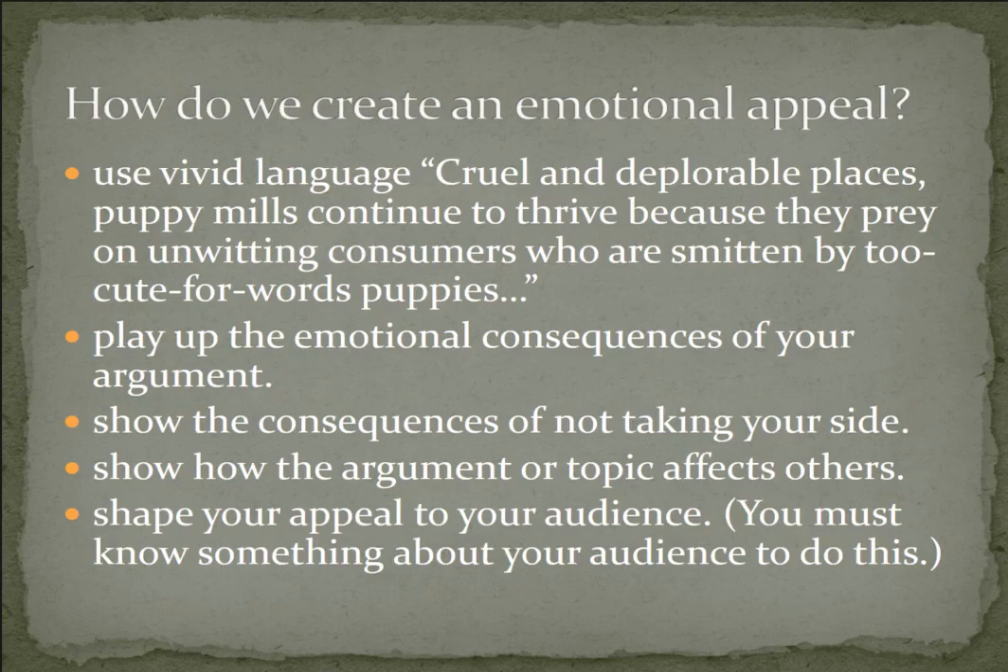So how do we create an emotional appeal? Well, we use vivid language. Cruel and deplorable places. Puppy mills continue to thrive because they prey on unwitting customers, so it paints a picture for us. We can also create emotional appeals by playing up the emotional consequences of our argument. Is there some negative outcome to not agreeing with your stance? Can you issue a warning towards the conclusion of your paper? We also need to see the consequences of someone not taking your side. How many people are or will be affected? How severely, and how important is this topic to other humans? Show how the argument or topic affects others, and shape your appeal to your audience. But remember, you need to know something about your audience in order to do this.